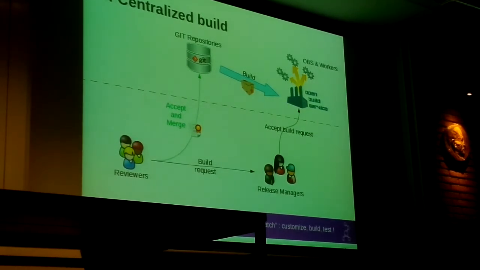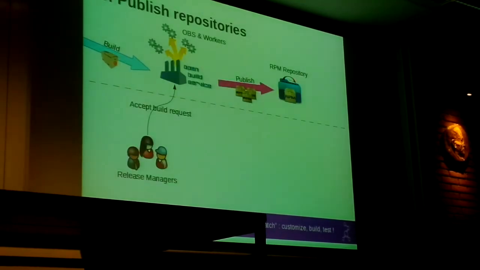The OBS is a system that will take the whole sources from different repositories and just build the whole packages, respecting the dependencies you will have on each package. The release managers will accept the build requests, and finally, the Open Build System will publish the binary packages on the RPM repository.